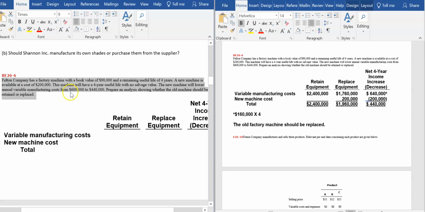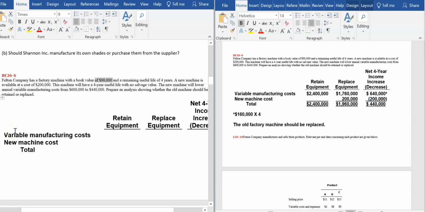If a company is trying to decide whether to keep an old machine or replace it, they're going to choose whichever option is least expensive for them. So we're going to compare the cost to retain the equipment to the cost to replace the equipment. The current machine has a book value of $90,000 and a remaining useful life of 4 years. That $90,000 is the book value, the cost minus the accumulated depreciation of the machine that they currently have that is sitting in their general ledger.